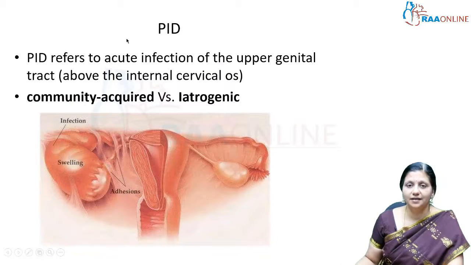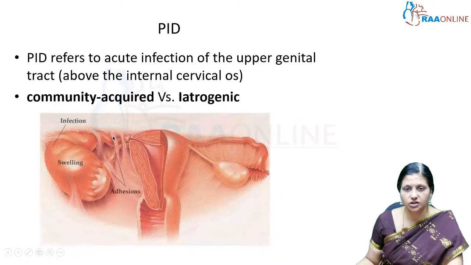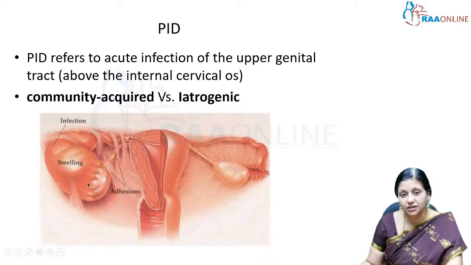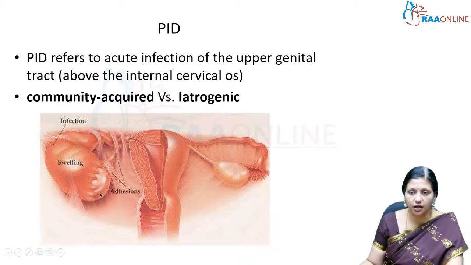Pelvic inflammatory disease refers to the acute infection of the upper genital tract which lies above the internal cervical os, and it can be of two types, community acquired or iatrogenic. Here we are seeing the adhesions in the adnexa, and this is a dilated fallopian tube, which is a hydrosalpinx if it is filled with serous fluid, and if it is filled with pus, it will be called a pyosalpinx. The fimbrial end has been blocked because of the indrawn fimbriae, and the ovary is adhered to the tubes.